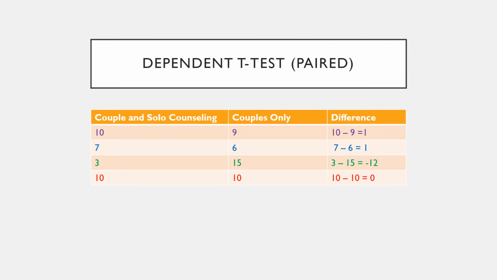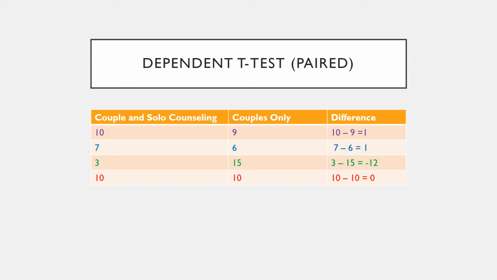And if you switch the way you subtract, your sign in your research hypothesis will also switch, if you have a less than or a greater than. If you don't have a not equal to, then it doesn't matter, but when you're interpreting the results, it will matter. So you can subtract either couples and solo counseling minus couples only, or couples only minus couples and solo counseling, but you need to know which way you did it, okay? And you use that information when you're making your hypothesis.